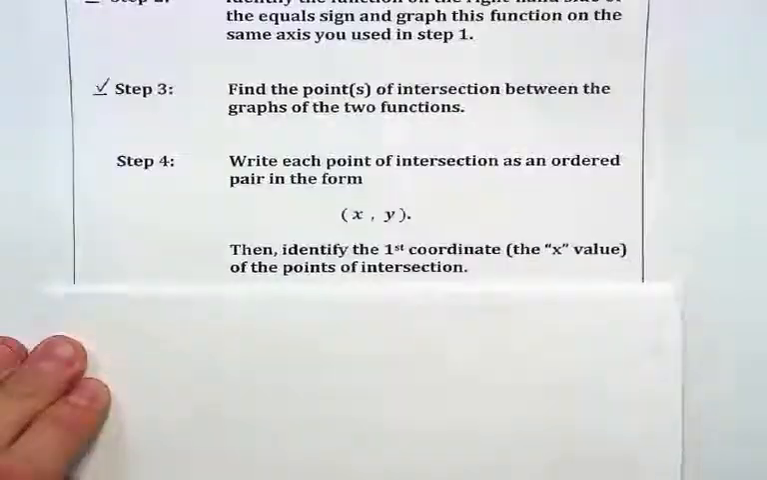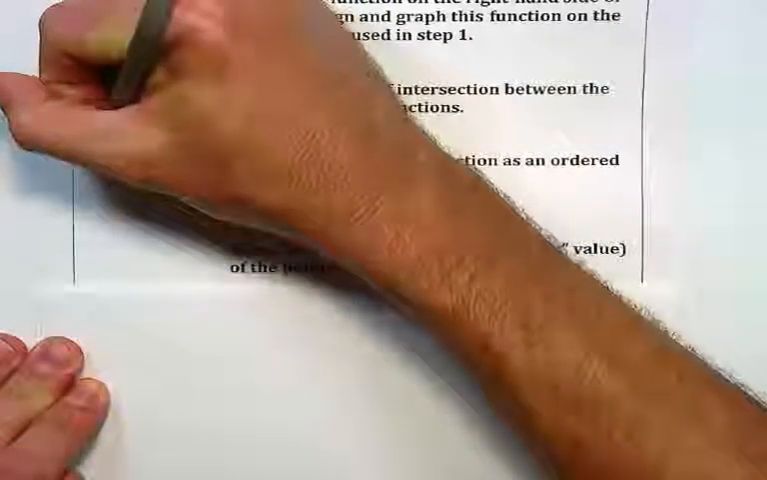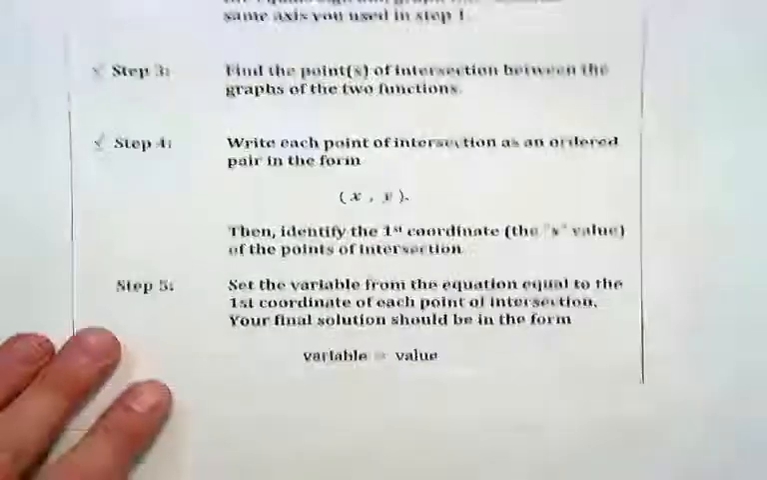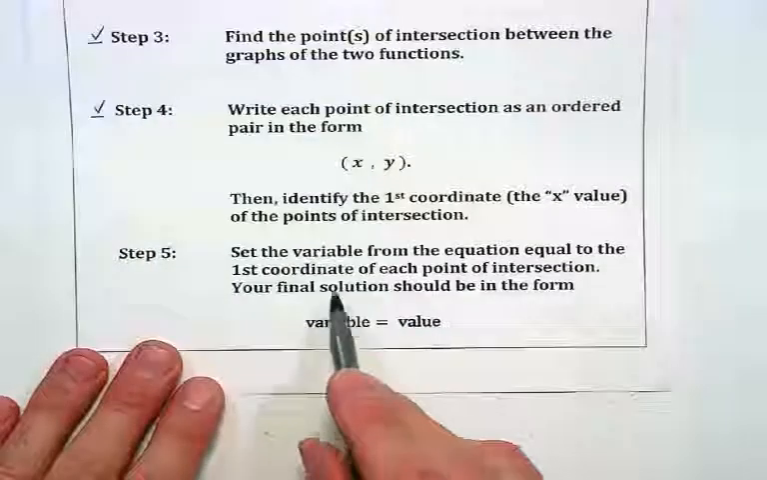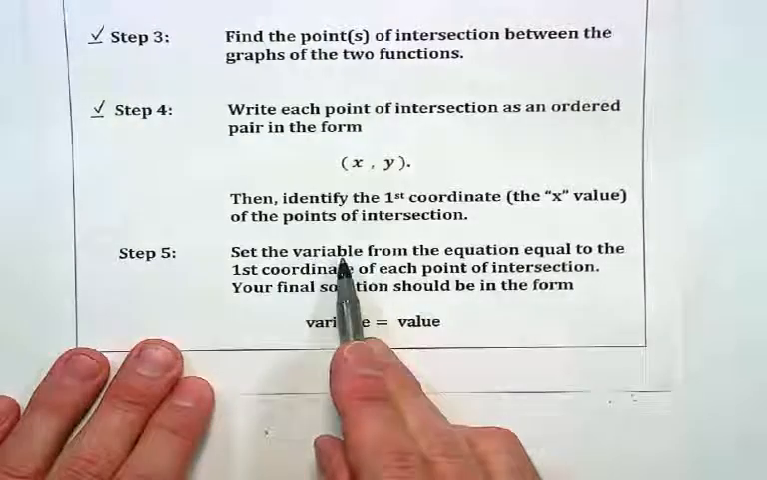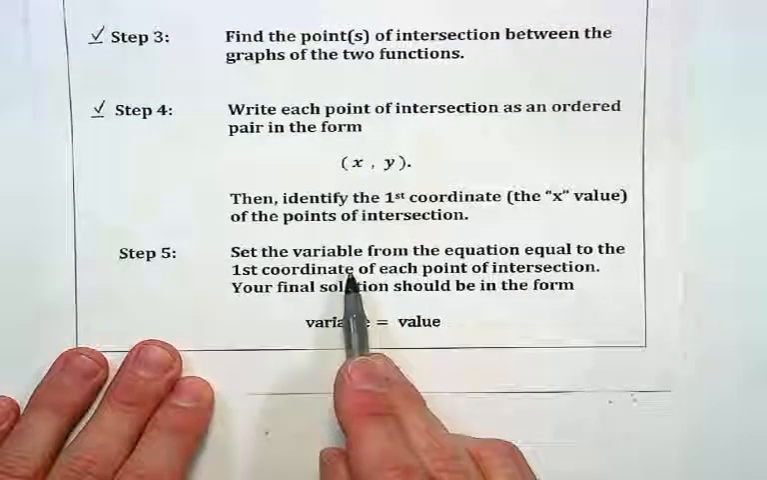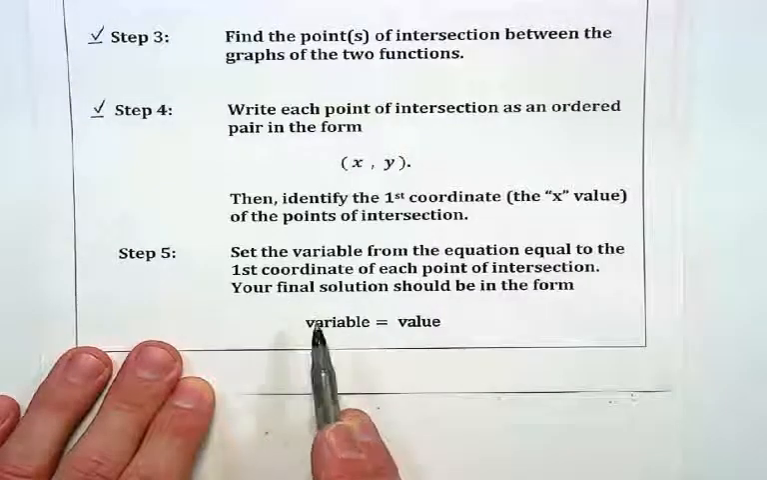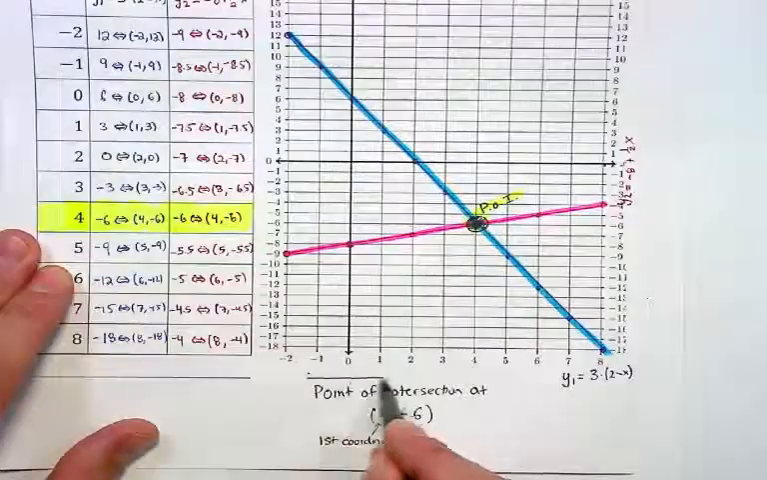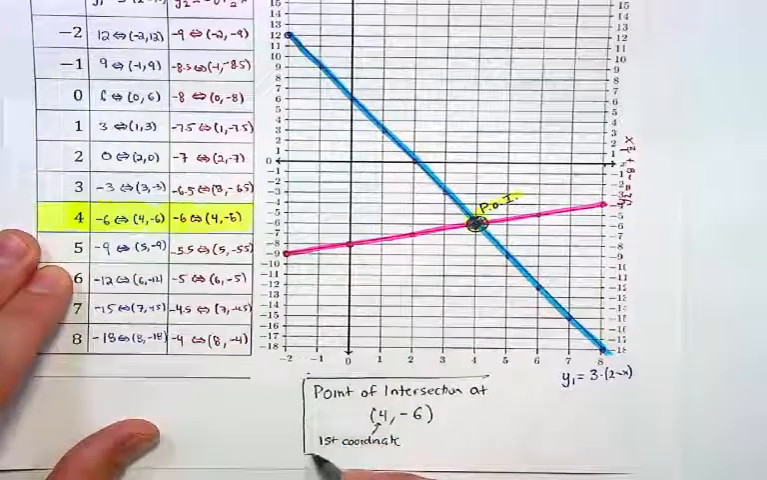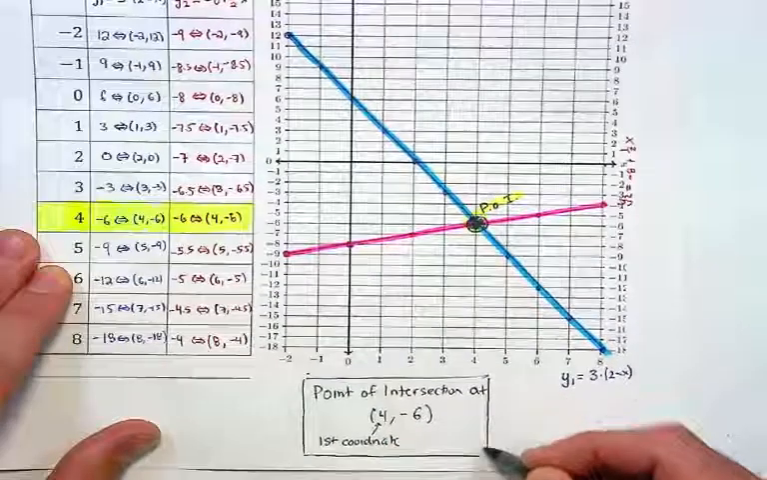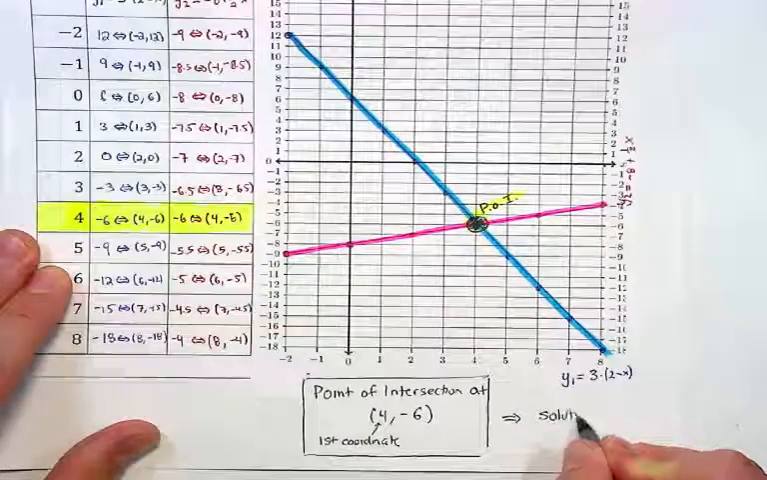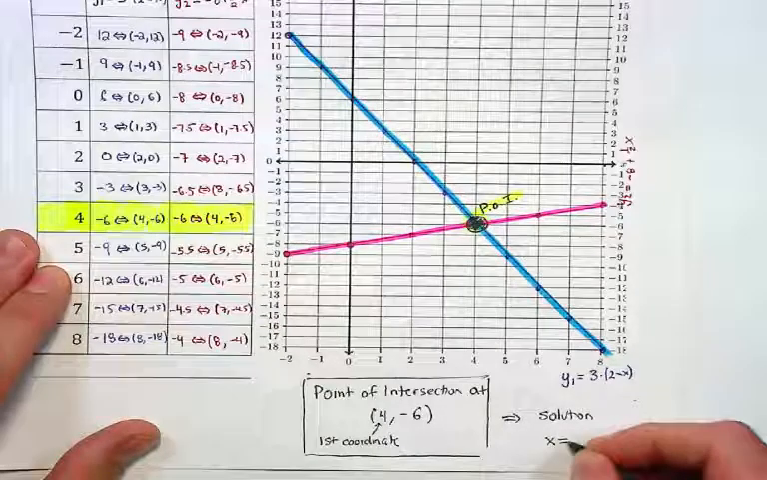There it is. We return to the description of our graphical technique. We have now done step 4, which is to write each point of intersection as an ordered pair. The last step in our graphical technique is to set the variable from our equation equal to the first coordinate of each point of intersection. Moreover, we want to produce a final solution in the form variable equal value. Here we are. We've identified that the point of intersection between this graph has coordinates 4, -6. The first coordinate is 4. This implies that our solution is x equal to 4.